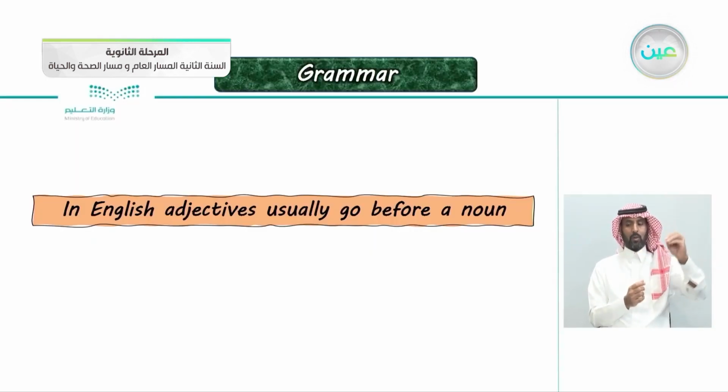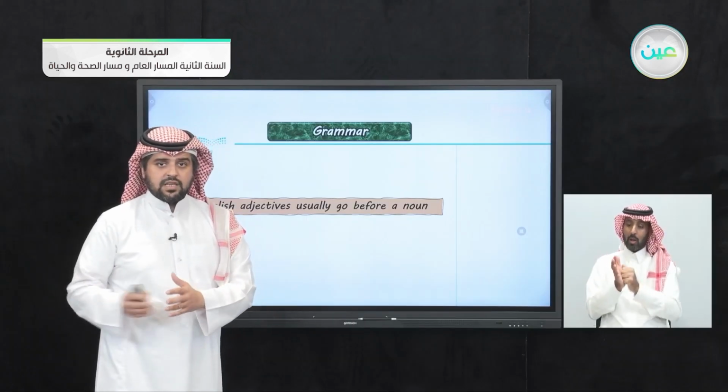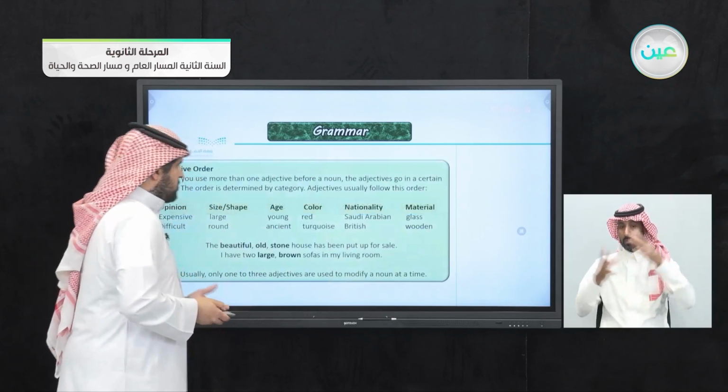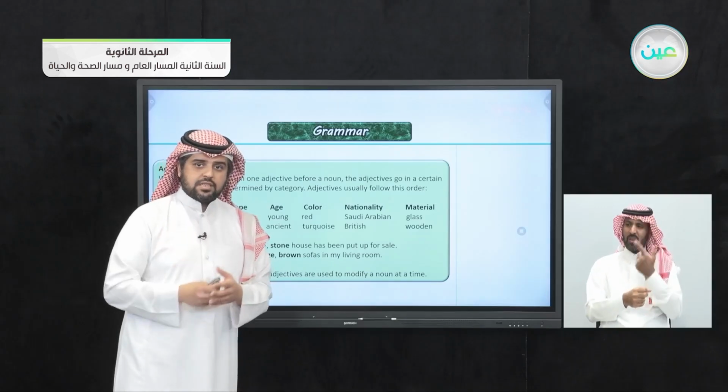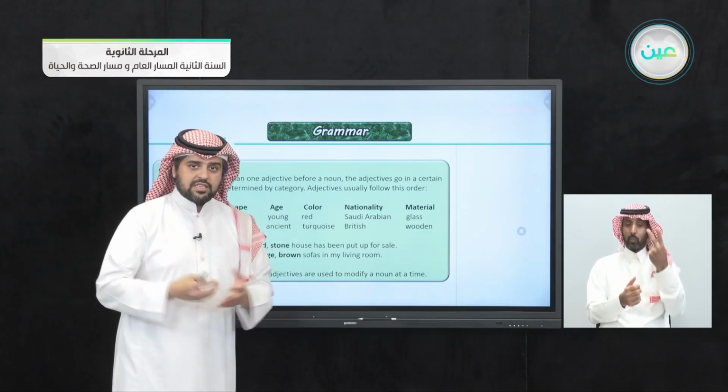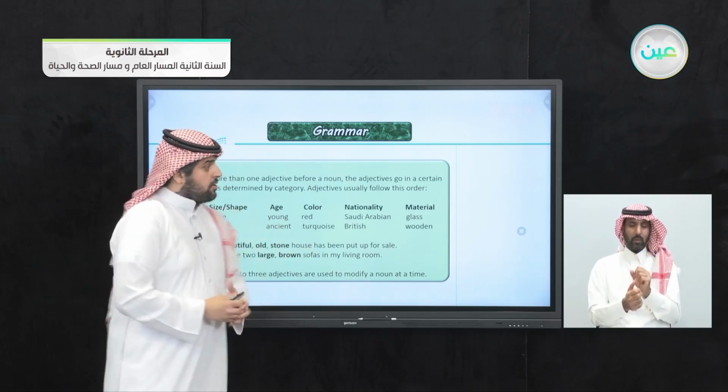In English, adjectives usually go before a noun. Of course, we know that the adjective comes before a noun. For example, we say a big house, a beautiful garden, a large tree, and so on. So this is the adjective order here. Let's read it together. When you use more than one adjective before a noun, the adjectives go in a certain order. So when we want to describe a thing using more than one adjective, maybe two or three adjectives, there's a specific order for them.